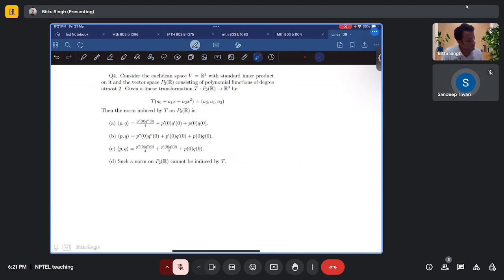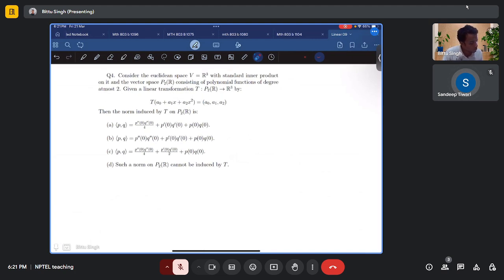Okay, so let me solve the next question. Here it is not an operator, it is a linear transformation from P to R3, where P is the polynomials whose degree is at most 2, and T is the linear transformation defined by this. And we need to see, it is not a norm, it is actually an inner product induced by this T.